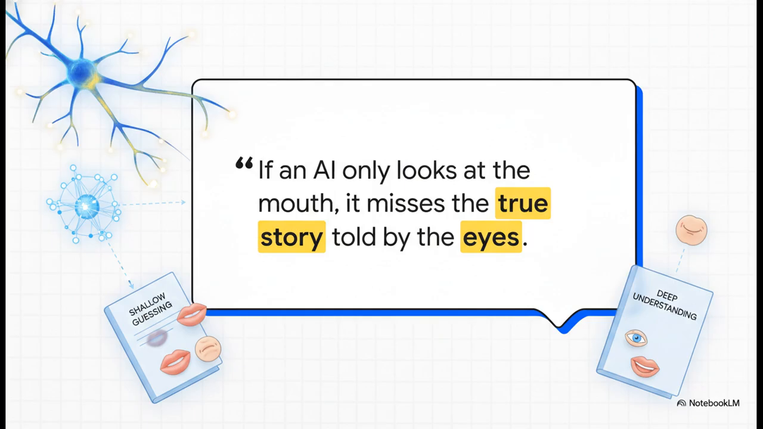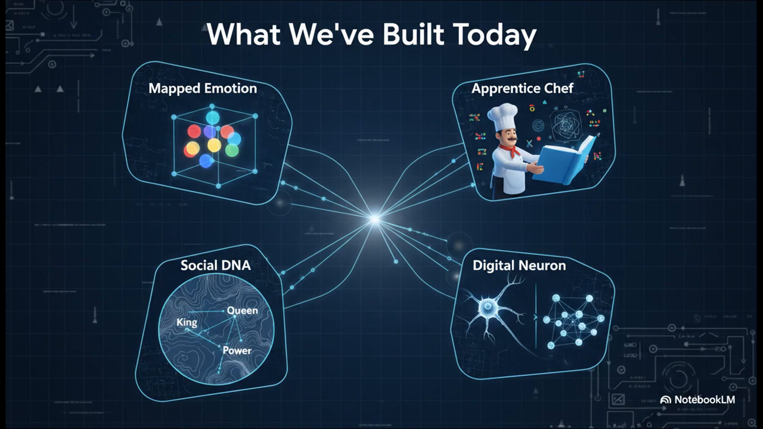That's the whole game. So let's just take a moment and look at what we've actually built today. We started by mapping human emotion onto a 3D grid. We laid out the process for training our apprentice chef to spot patterns. We figured out how to decode the social DNA of words. And then we drilled all the way down to the blueprint of a single digital neuron. The whole structure is here. We have the static blueprint of a digital brain.